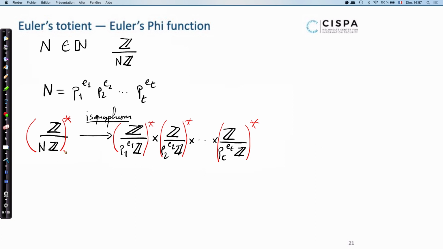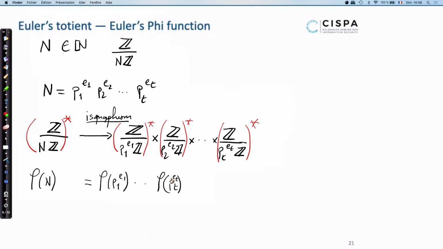Okay, and what we want to know is the size of the group on the left. And by the way, I need to introduce a notation for this size. So the size of the group on the left is just denoted phi of n. And it is just going to be the product of the sizes on the right, phi of p1 to the e1, ..., phi of pt to the et.